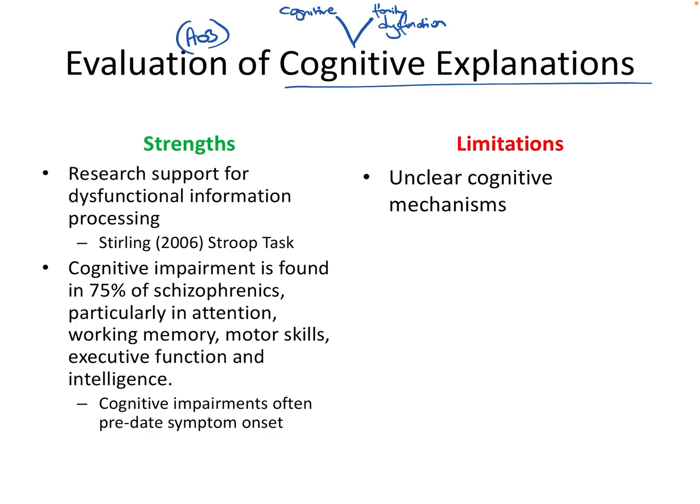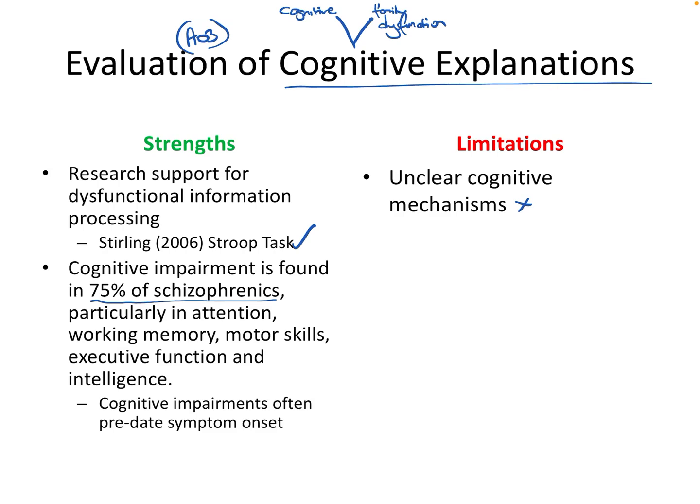So the main strengths we'll look at in a moment is research by Sterling, looking at how schizophrenics perform during the Stroop task. And we'll also talk about the unclear cognitive mechanisms and the questions that still surround cognitive explanations. But one thing to note is that cognitive impairments are really common in people with schizophrenia. 75% of schizophrenics will suffer from some sort of cognitive impairment. And this could be impairment in attention or working memory or motor skills or executive function or IQ.